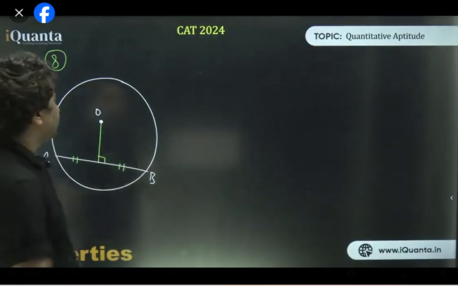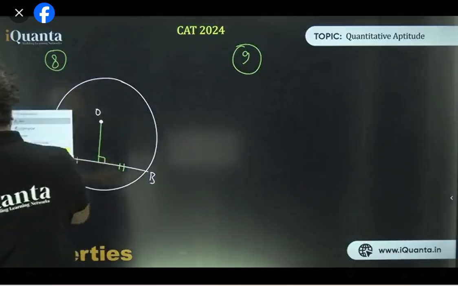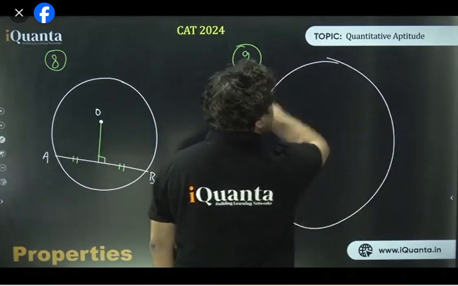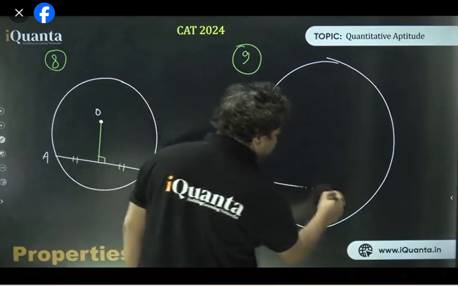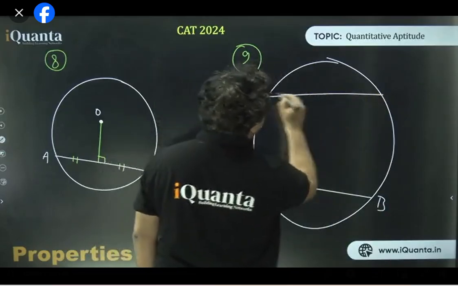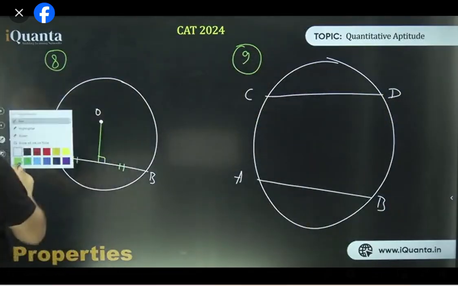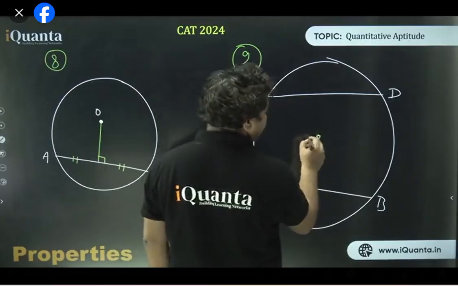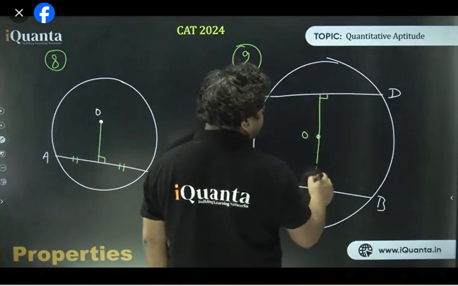Okay, one more. Now see, what I'm going to do over here is it's a similar kind of property. So now I have a circle like this, and I have a chord. Let that chord be AB. I have one more chord. Let that be CD. There's a center. I drop a perpendicular over here and over here as well.